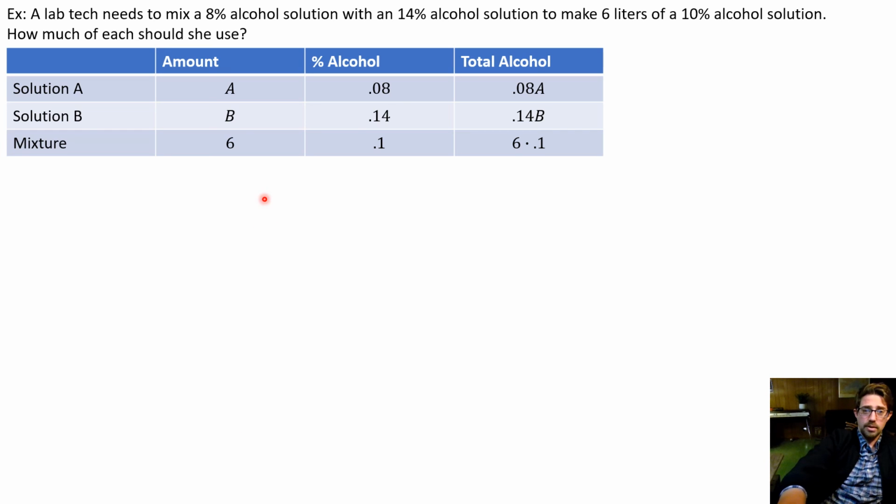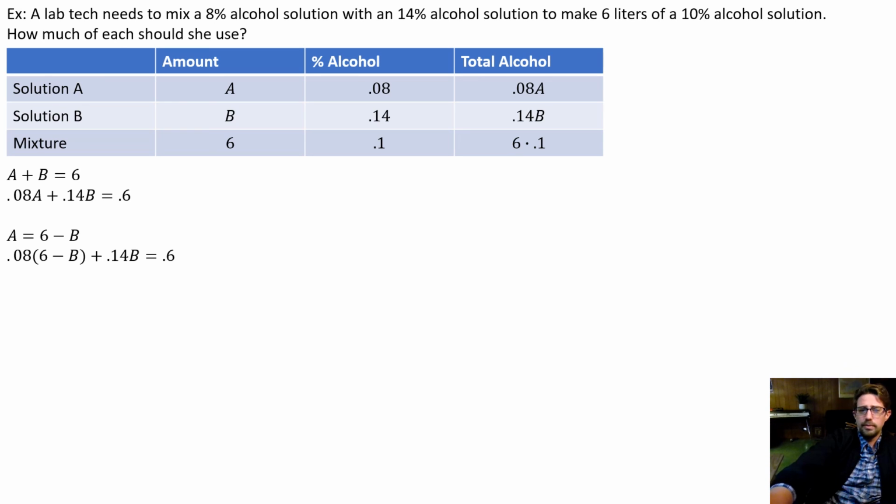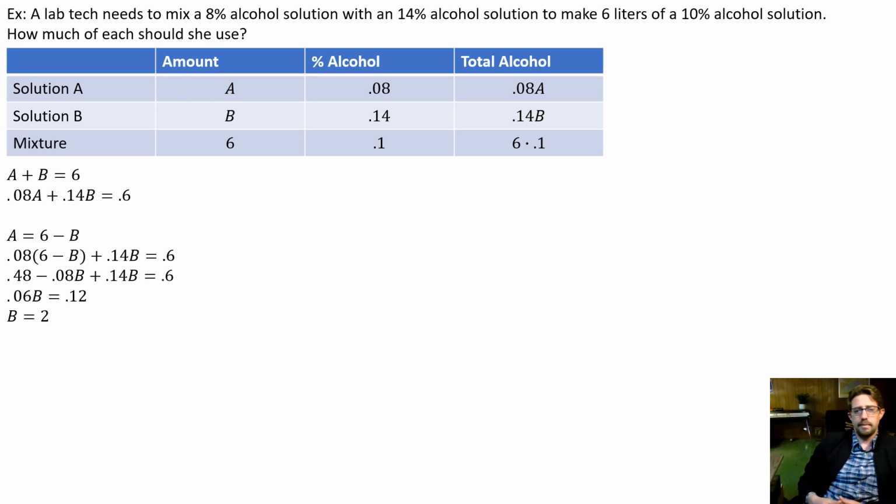Okay, so that's our first equation. A plus B is 6. Our second equation is going to be 0.08A plus 0.14B equals 0.6. Okay, and I would encourage you to pause the video and just solve this real quick. You should be getting pretty good at it. So substitution again, you'd say A is 6 minus B. There you go. Distribute. Combine like terms. Divide. B is 2. Okay, so that was easy. And then the next part is even easier. If B is 2, A has to be 4 because they add up to 6.